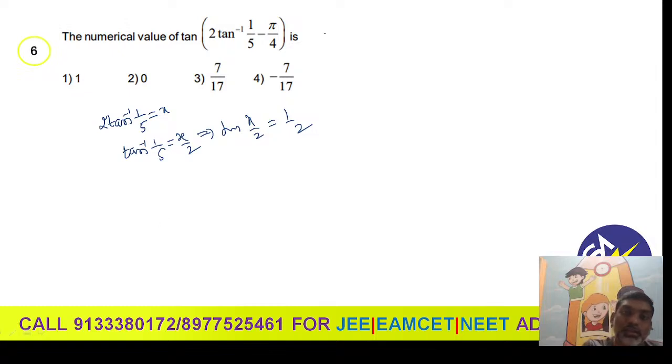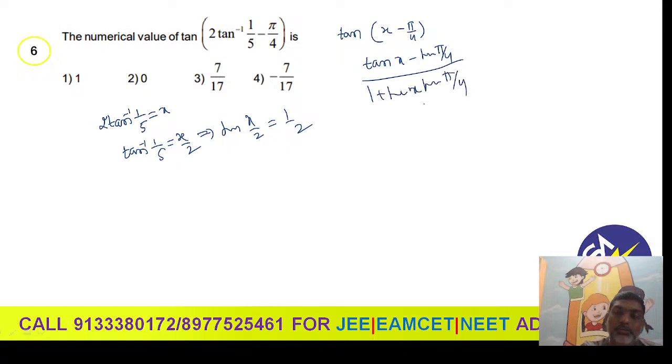Then here actually what is required for us is tan of 2 tan inverse of 1 by 5 minus pi by 4, which is x minus pi by 4. So if we simplify this, tan a minus tan b divided by 1 plus tan a into tan b, with tan pi by 4 being 1. So we can write this as tan x minus 1 divided by 1 plus tan x. So what is required for us? Tan x is required.